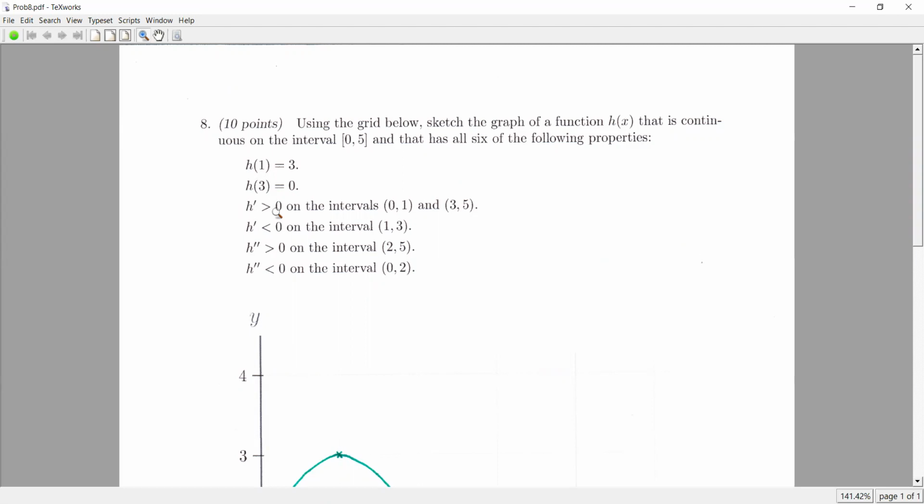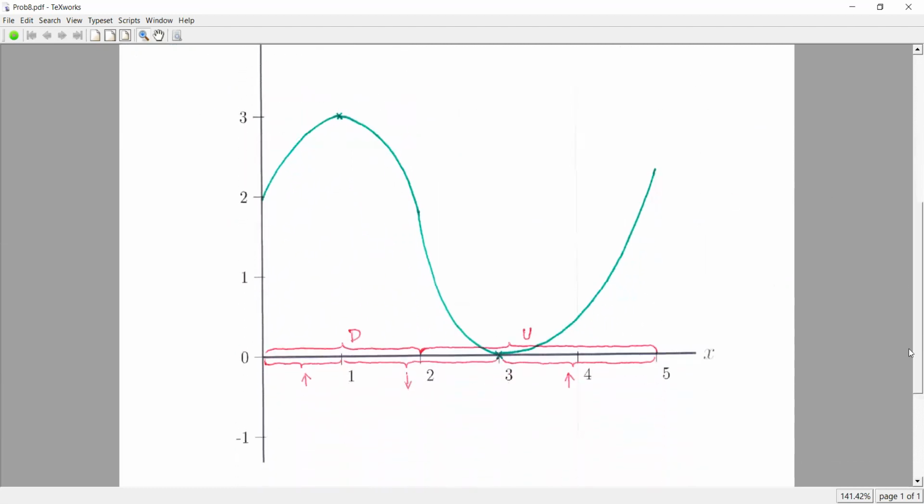Derivative is positive on the intervals from 0 to 1 and from 3 to 5. Derivative is positive. The graph of function h is increasing. On these two intervals, the graph of h is increasing. Mark down this information. From 0 to 1, the graph of h is increasing. From 3 to 5, the graph is increasing.